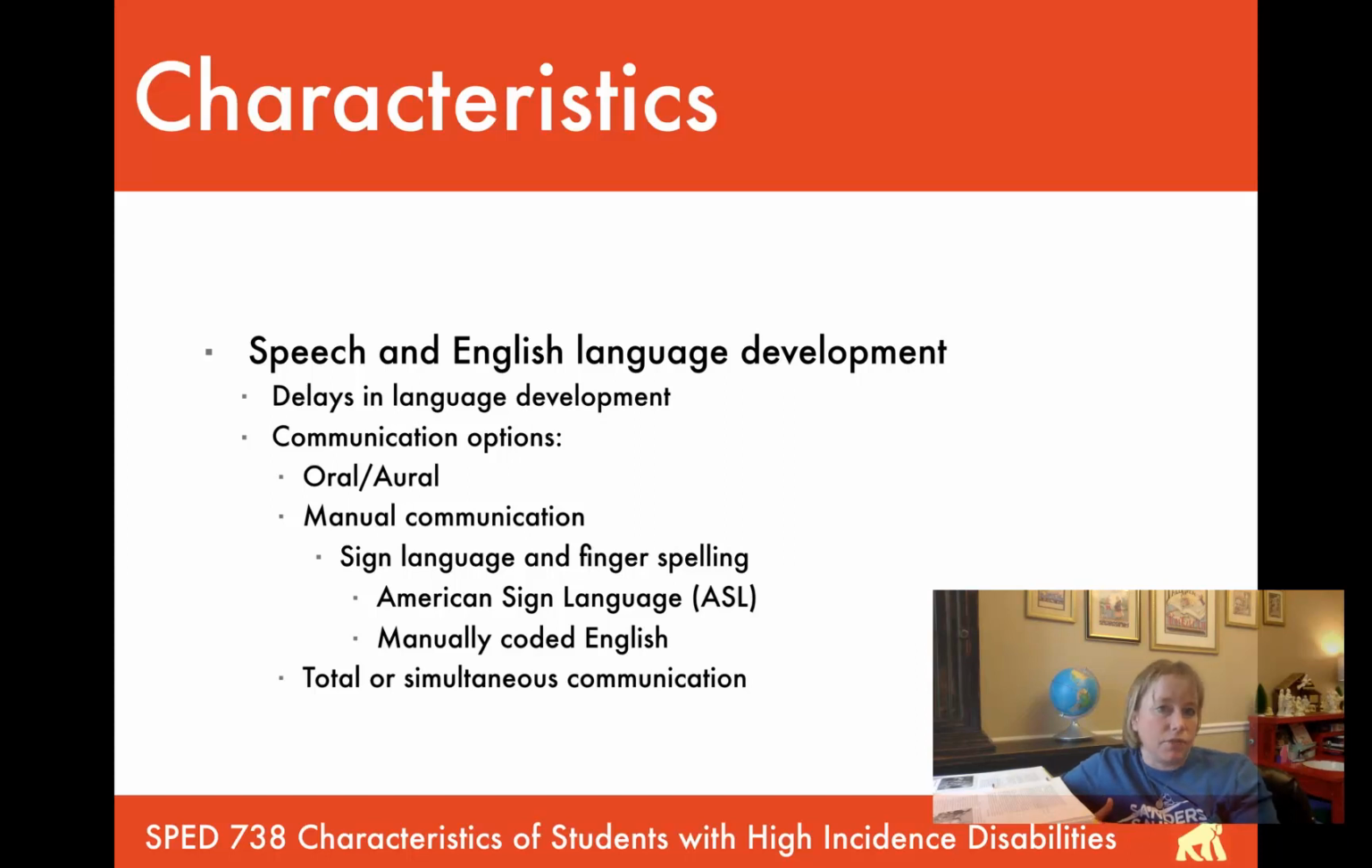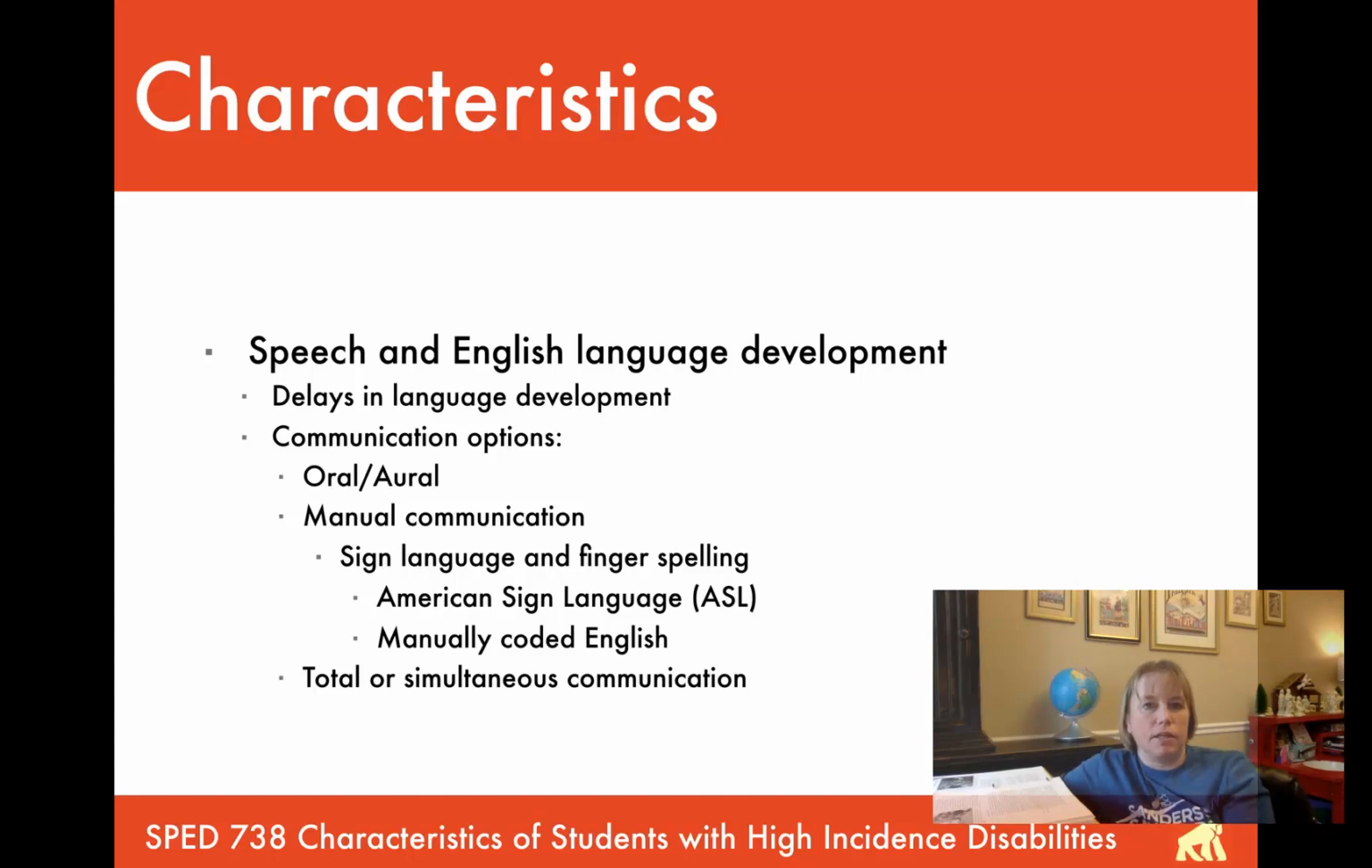And students have a lot of different options in terms of communication. We have oral communication, where they're only speaking by voice. And then we have manual communication. So you may have students with hearing loss that use some kind of sign language or finger spelling, or they may use the official language of the deaf community, which is American Sign Language. Or at times you may see a manually coded English, where they're signing something like Signing Exact English, but it's not in the same language area as American Sign Language.